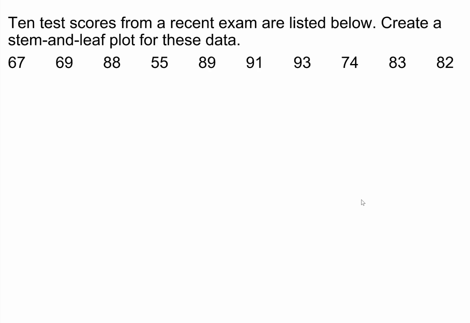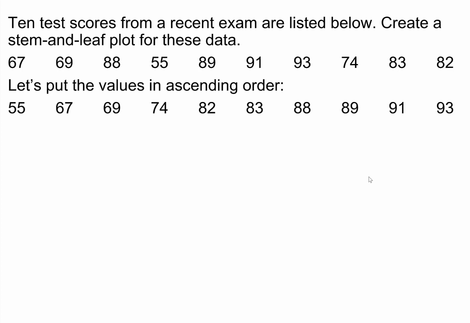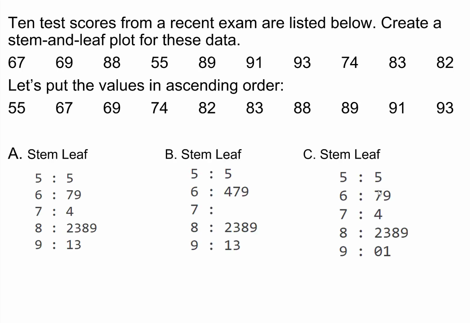10 test scores from a recent exam are listed below. Create a stem and leaf. The first thing you want to do when you're going to do that is put the data values in ascending order. And I'm going to give you 3 choices to pick from. So if I look here, I have a 55, and I see that as the top of each of the stem and leaf diagrams. And then I have a 67 and a 69, and I see a 67 and a 69 here. Here I see a 64, which I don't have, so I can eliminate B.